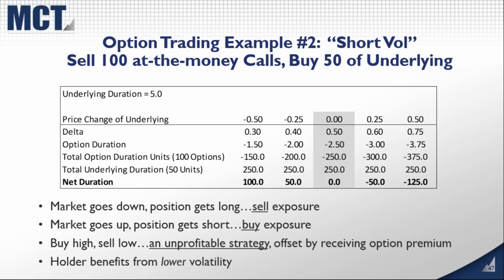Now, the opposite of that would be going short volatility, so selling 100 of the at-the-money calls and buying 50 of the underlying. In this case, the market sells off by a quarter point, you get longer. Market rallies, you get shorter. So you're buying high and selling low. That's an unprofitable strategy, but it's offset by the fact that you're receiving the option premium, and the holder benefits from lower volatility.